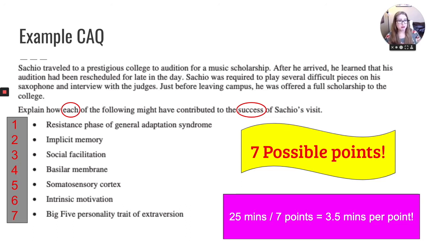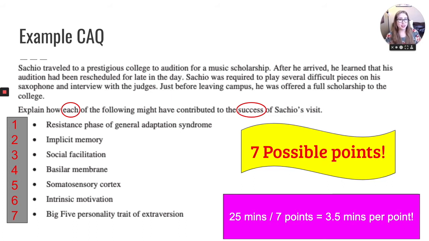Another thing to keep in mind here is that let's say you totally forgot what intrinsic motivation is, and you're like, oh no, I know that we studied this, but I cannot remember what it is, and even if I could remember what it is, I do not know how this applied to Seishio's situation. Totally fine. That's just 1 point. You can still get the other 6 points.